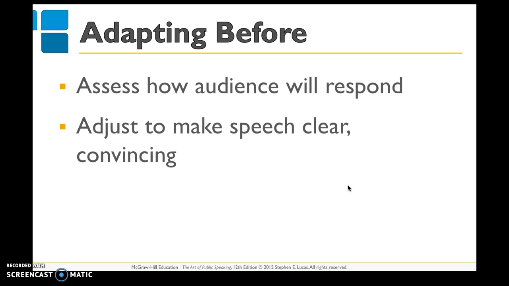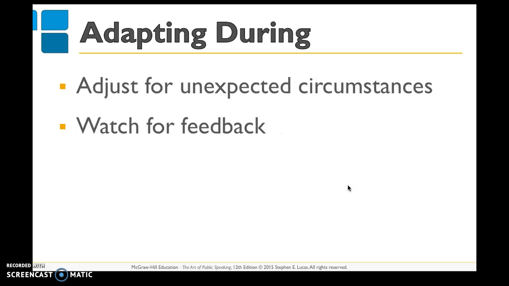How is the audience likely to respond to what I say? How can I adjust my message to make it as clear and convincing as possible? And then after that, you can adjust the message to the audience, which requires that speakers anticipate how listeners will respond, and you can be creative in thinking of ways to adapt. So how do you adapt during the speech? That's tough because you have everything planned out, but you need to adjust for unexpected circumstances. I'll give you some examples of that in class.